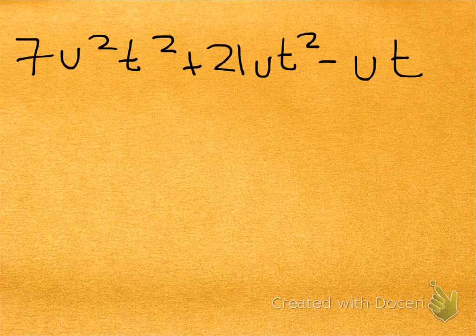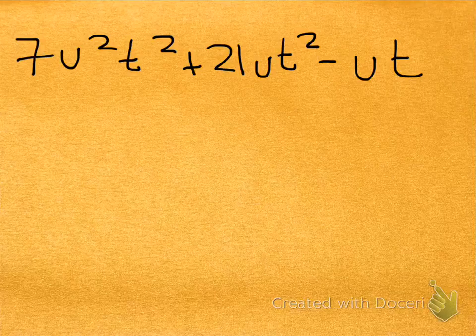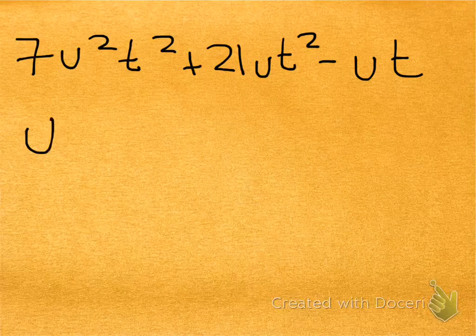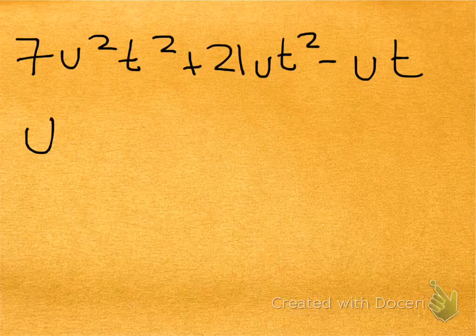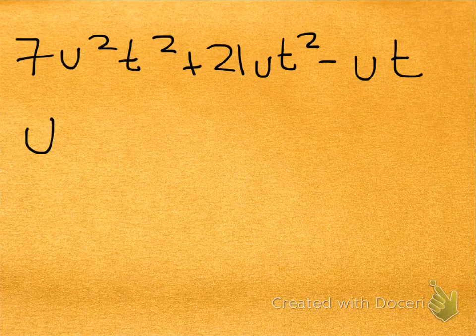The next one, again, we're looking for common factors, whether it be numbers or variables. This one has a common factor of 7, but that's only for 2 out of the 3 terms, so we can't take a 7 out. We do have all 3 terms with at least one U, so we're going to take one U out.